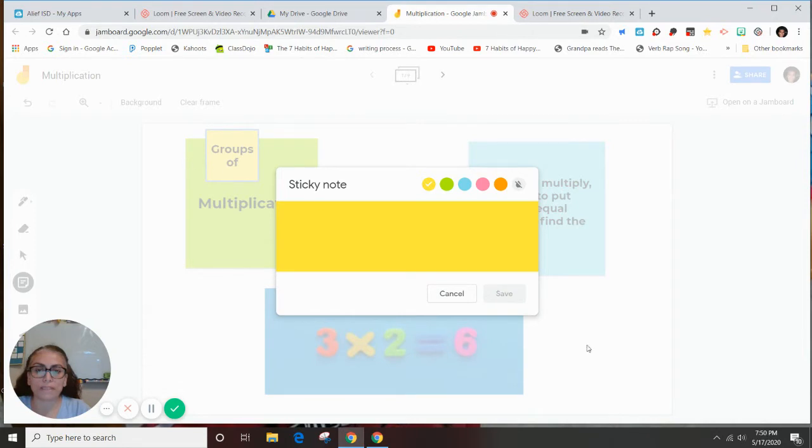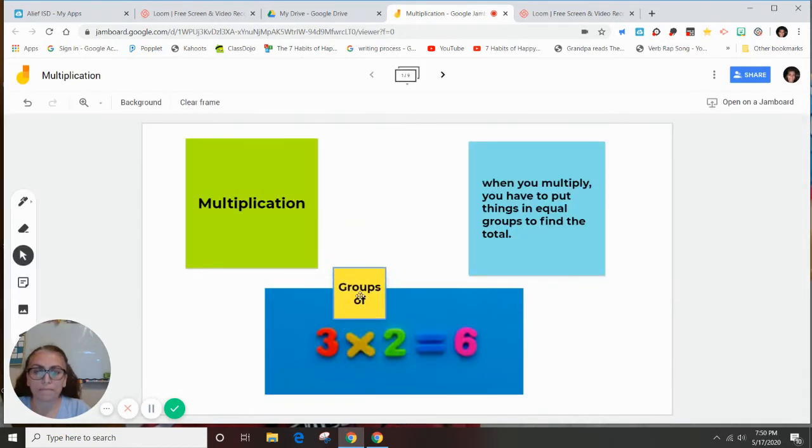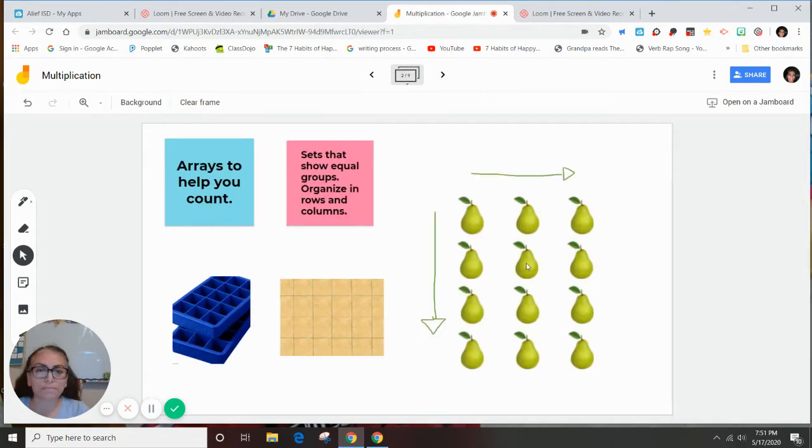Let's put it on a sticky note and put it right here. So that's what I want you to think about when you read this multiplication. 3 groups of 2 equals 6. Okay, we're going to see as we go how we multiply. Let's go to the next one.